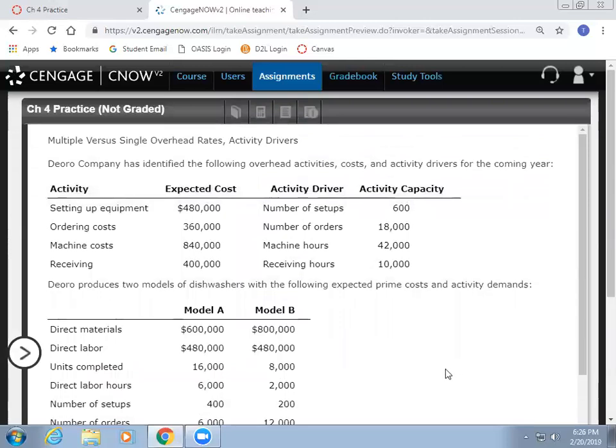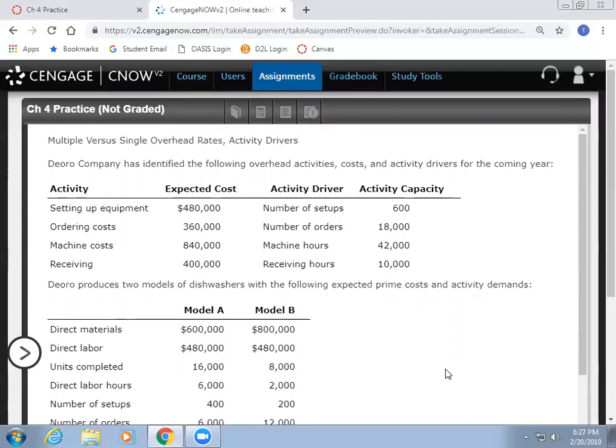Okay, so this last one's kind of long. It's back looking at activity drivers and activity-based costing. So here we have Zero Company has identified the following overhead activities, costs, and activity drivers. So we have 4 different activities. Number of setups is driving setting up equipment. They give our expected costs. So those are our overhead costs here. These are our overhead costs. And then the capacity.